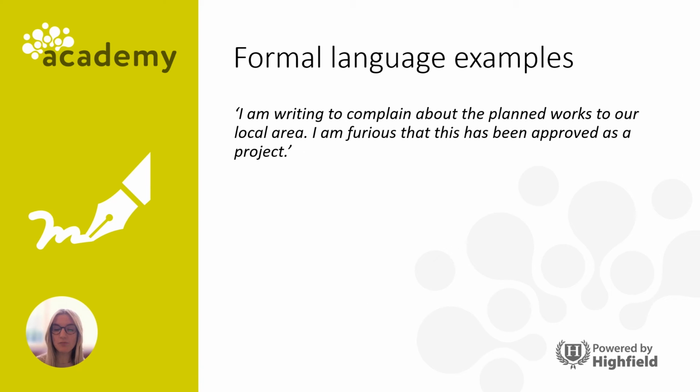I am writing to complain about the planned works to our local area. I am furious that this has been approved as a project. Notice that it begins with I am and not I'm. Shortening words is seen as informal and should be avoided in a formal text. Now, the writer has used the word furious to describe the way they feel. This is a good way of keeping the language formal while still expressing their anger without swearing or using language that could be deemed inappropriate.